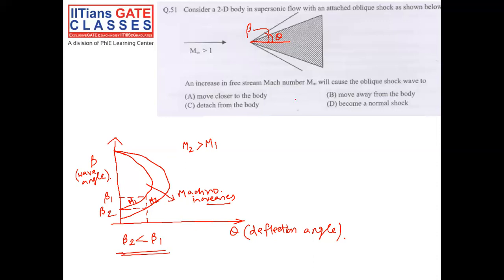So the correct answer will be, as beta is decreasing, the oblique shock wave will move towards the body. So as M increases, the shock will move towards the body. So it moves closer to the body. This is the correct answer.